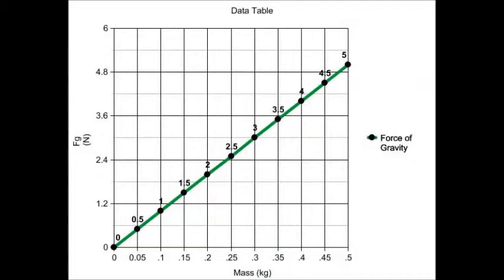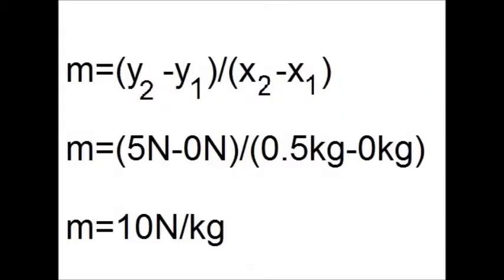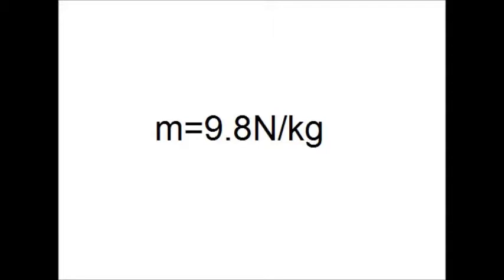So now, let us try and find the gravitational field strength of Earth. To find the slope, we find 2 points on the trend line, points (0.5, 5) and (0, 0). With the equation m equals y2 minus y1 divided by x2 minus x1, we can see the slope and the gravitational field strength of the Earth, according to our experiment, is 10 newtons per kilogram. Now the more accurate gravitational field strength of Earth that we'll be using for class is actually 9.8 newtons per kilogram, which is very close to the results we obtained from our simple experiment.